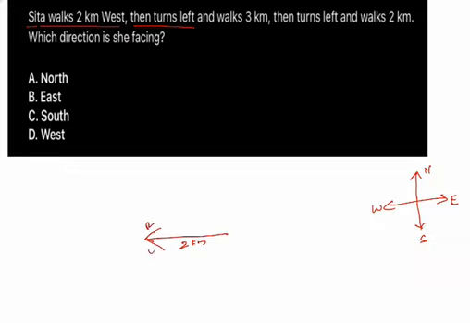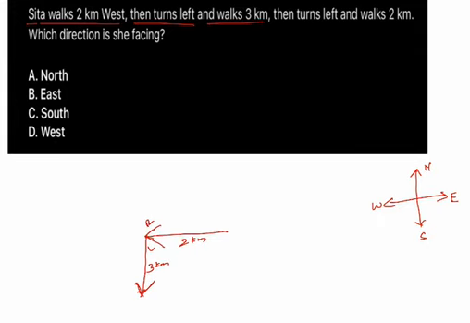This is the right, this is the left. Then she turns left and walks 3 kilometers. Then she turns left. Here is very important. This is the left and this is the right.